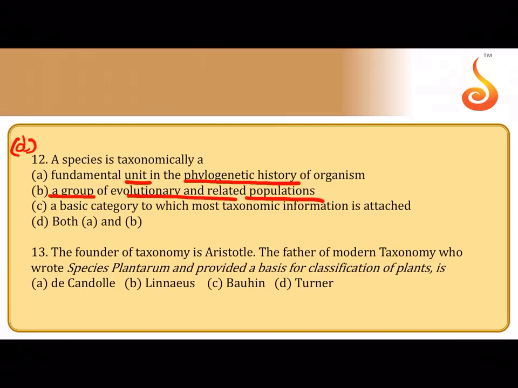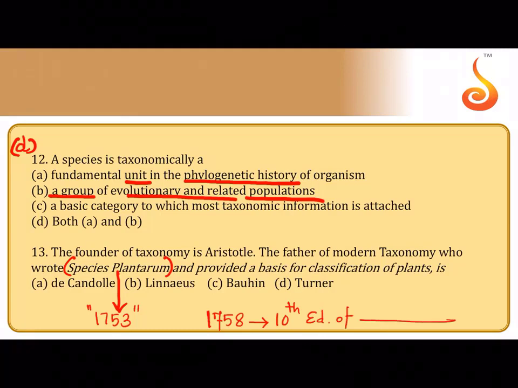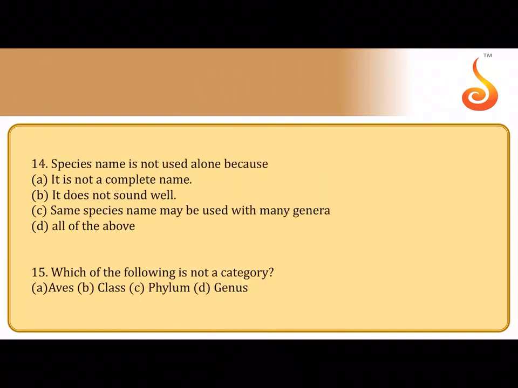13th one, the founder of taxonomy is Aristotle, the father of modern taxonomy, who wrote a book called Species Plantarum. He wrote the book Species Plantarum in 1753, and now he wrote another book in 1758. He published a book in 1758, the 10th edition of, now you will find out the answer to this. So one book is already mentioned here. Now who is this person? Obviously, he is the father of modern taxonomy, Carolus Linnaeus.